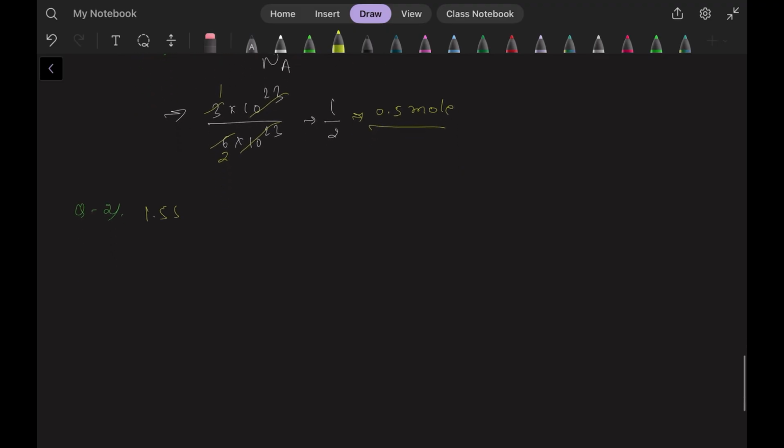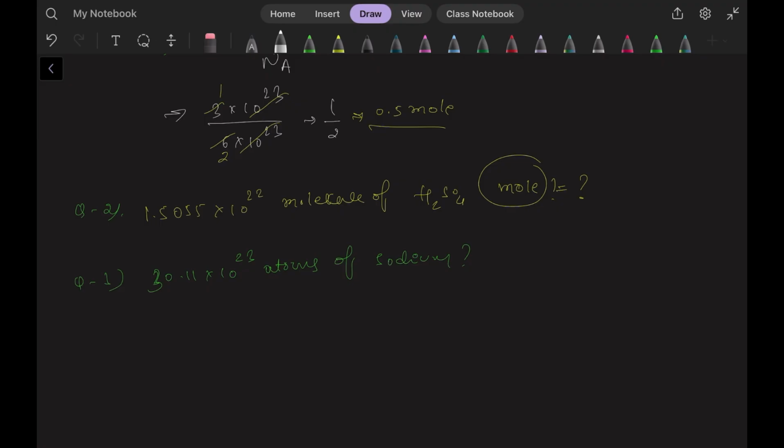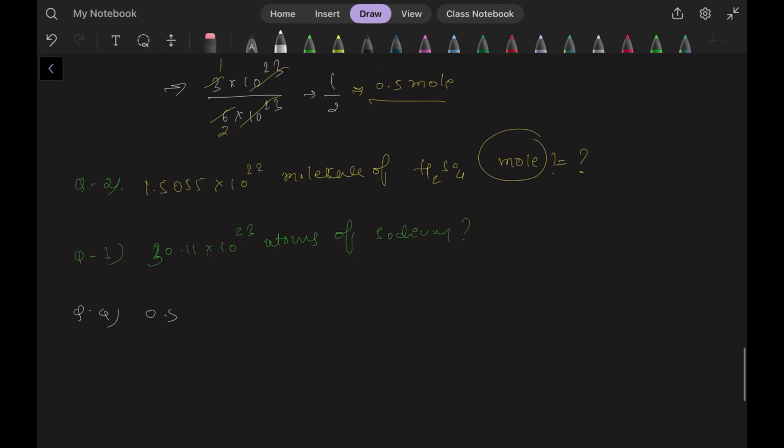Let's see. 1.505 into 10 to the power of 22 molecules of H2SO4 contain how many number of moles? You have to find out. You just try to solve these types of questions, you may understand properly. 3 into 10 to the power of 23 atoms of sodium contain how many number of molecules? Sorry, how many number of moles? Last one, 0.5 Na ions of NH4 plus contain how much number of moles for this given condition.